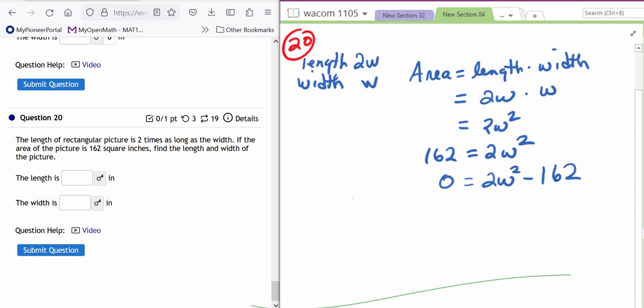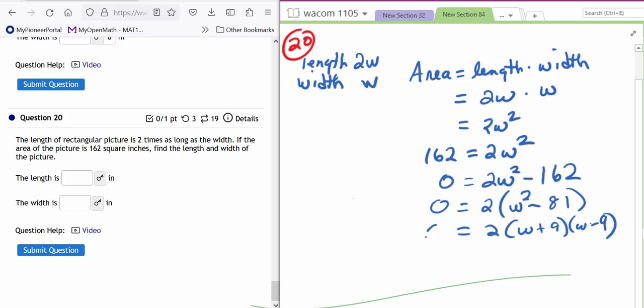And then we'll factor. I will take the 2 out. And 2 into 162 will go 81. This will factor to difference of squares. Right, and then you set each one equal to 0 and solve.